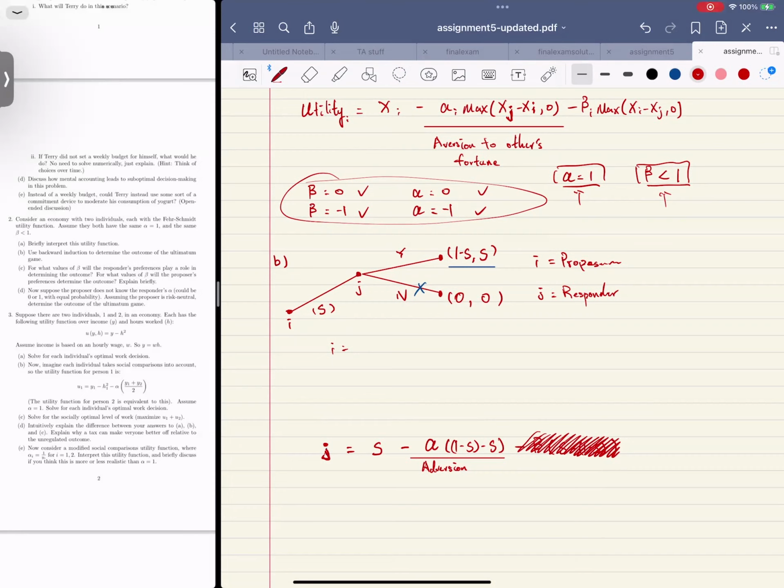Yeah, let me start from there. So this is, let me just use blue pen. This is a proposer. The proposer is giving some money, 1 minus S, minus some alpha times the max of S minus (1 minus S), minus beta times the max of (1 minus S) minus S.